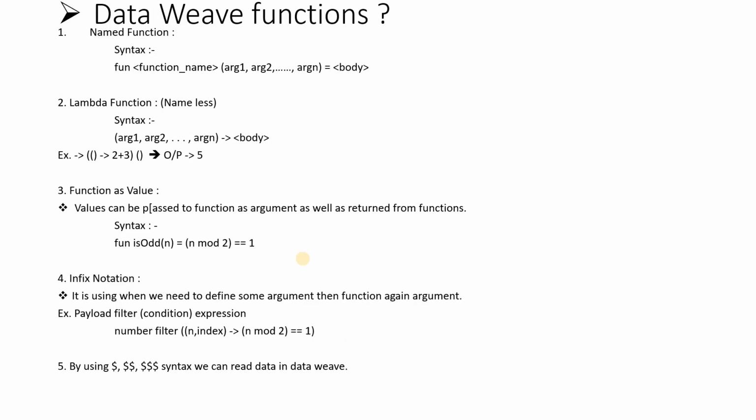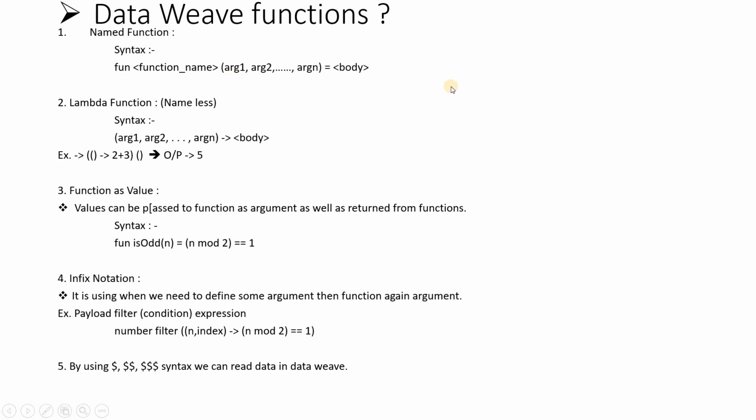So see, there are 5 types of DataWeave functions which we use to read data and transform it into the desired output. The first one is the named function. In a named function, this is the syntax: function, then the function name, then whatever arguments, argument 1, 2, that we need to define, and then the body. In the body we can implement the logic of what needs to be done. So this is the first function, the named function.